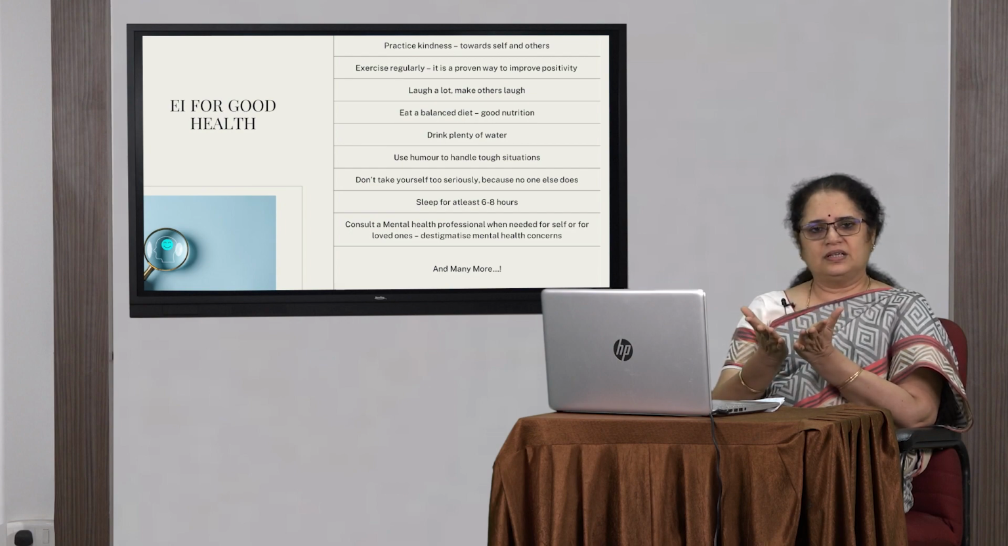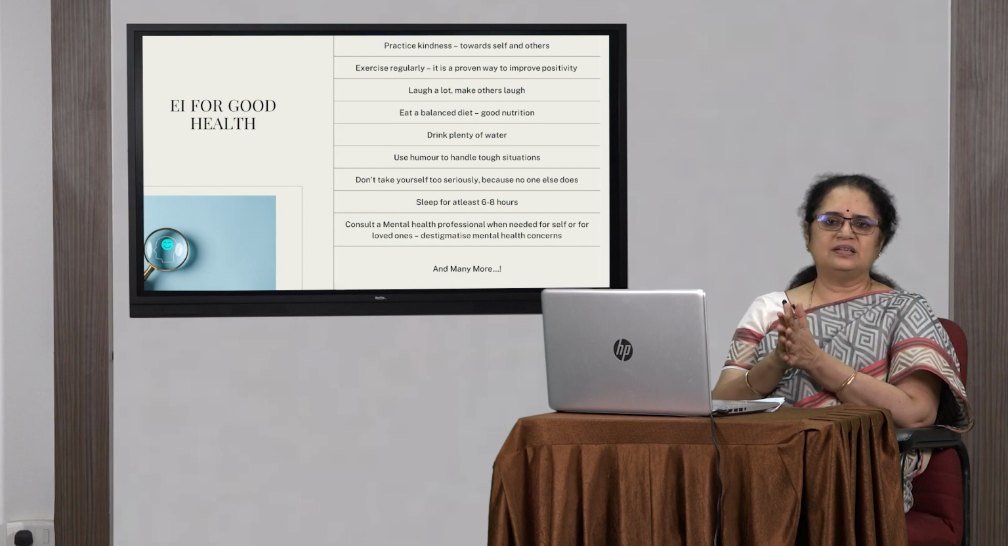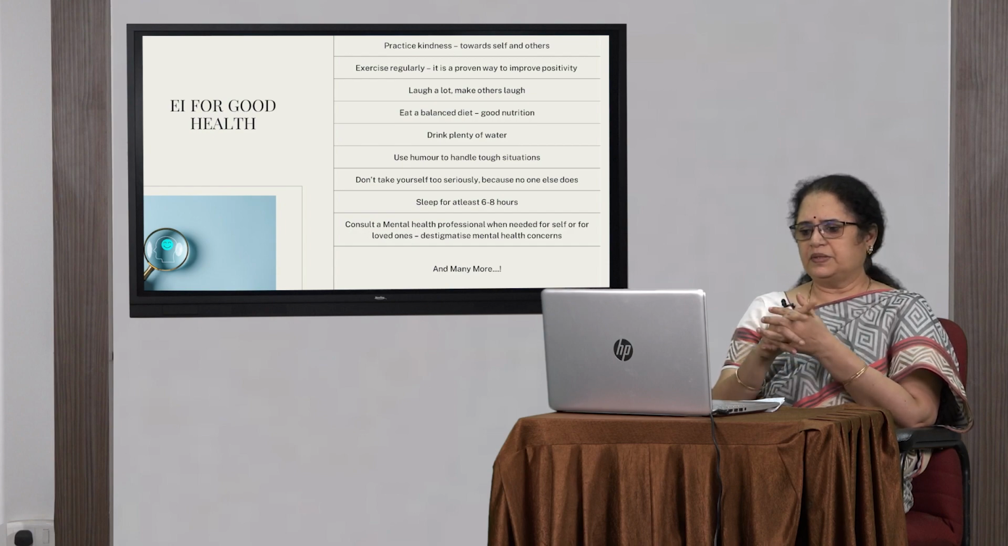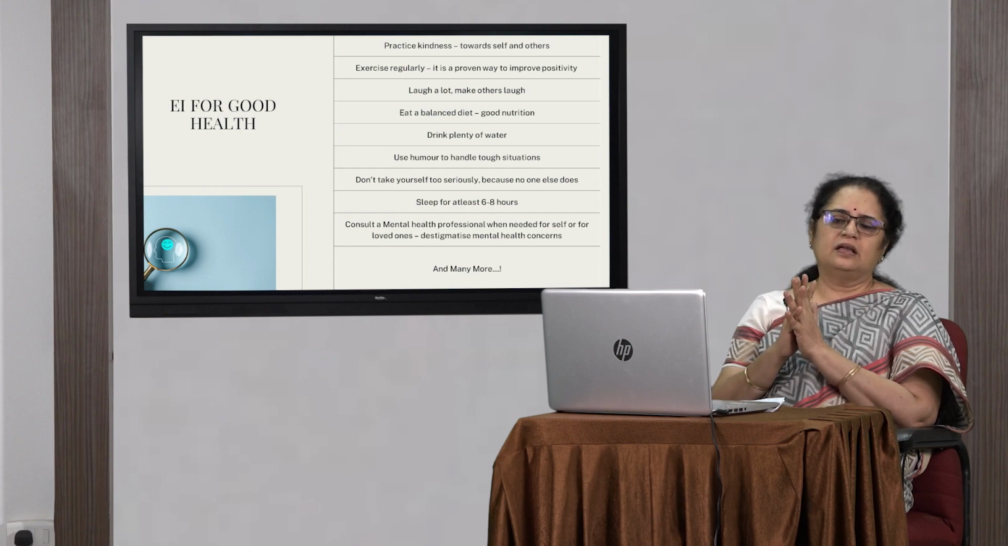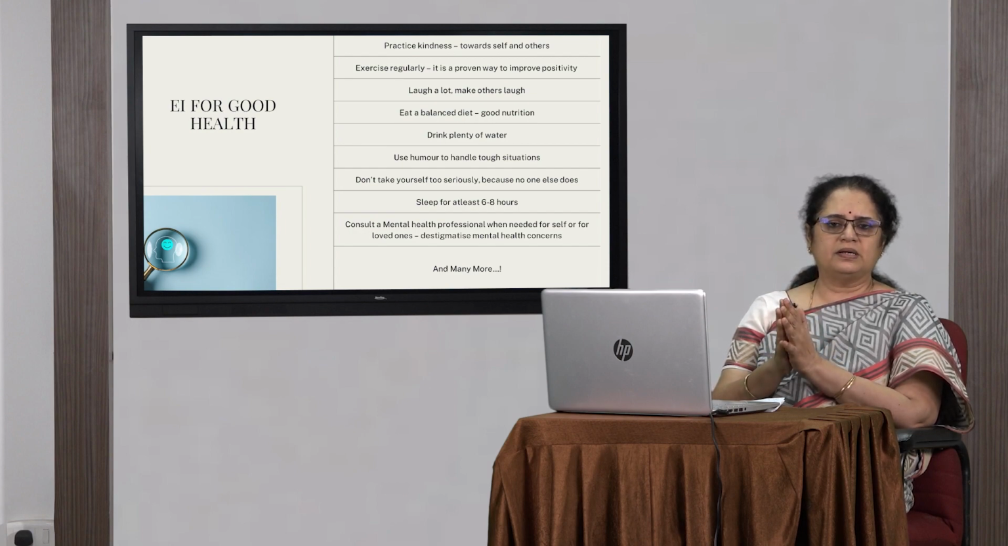Don't take yourself too seriously, like we already said, because no one else does. No one else really spends so much time thinking about you as much as you do. So be open to all these things, and then sleep for at least 6 to 8 hours. It's important to get your sleep well, and if necessary, there is nothing wrong in consulting a mental health professional.